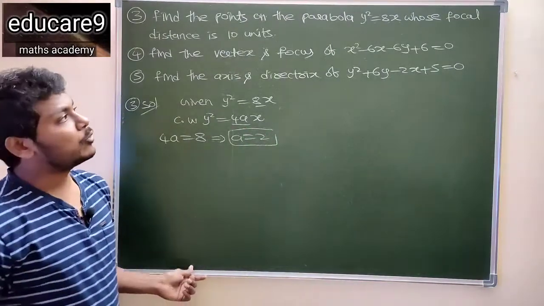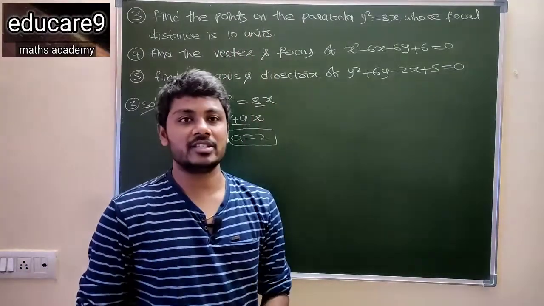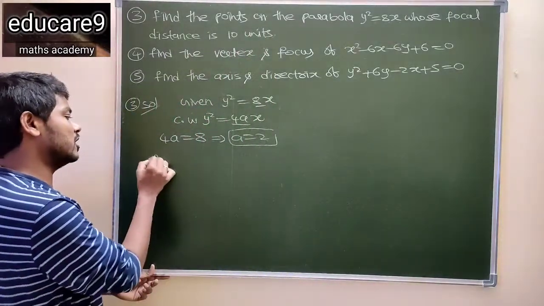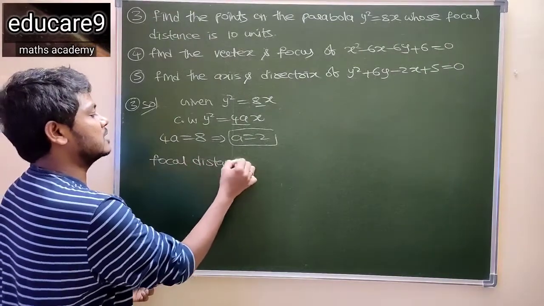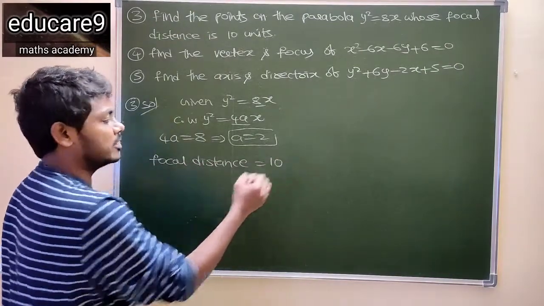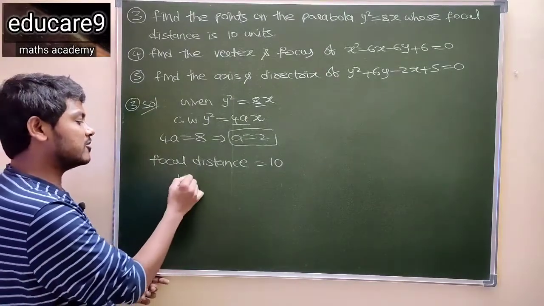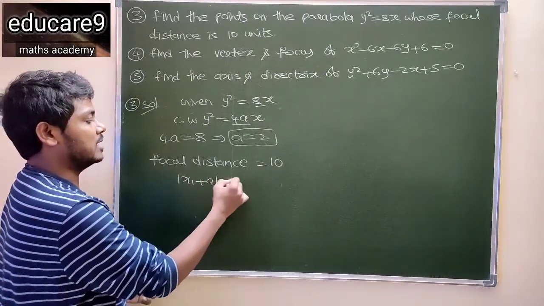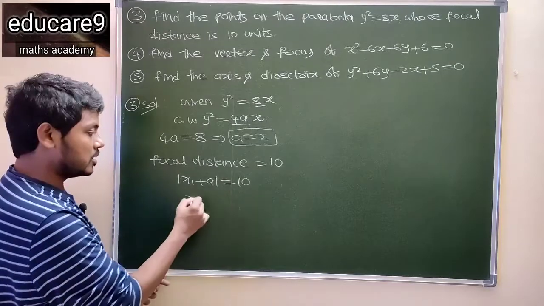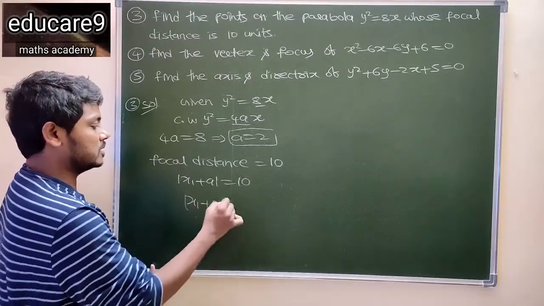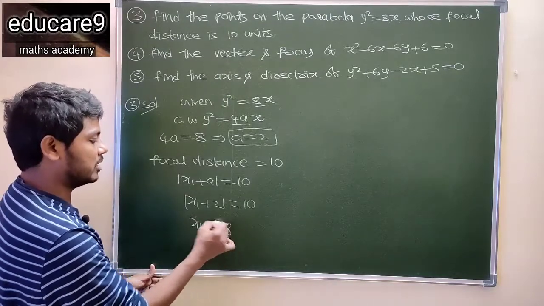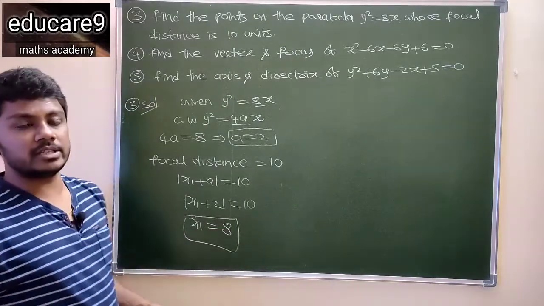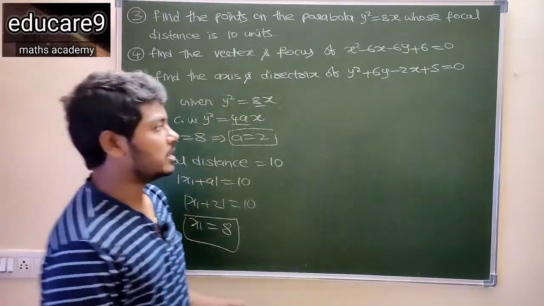Okay. And focal distance is given 10 units. See here, focal distance is equals to 10 units. You know that focal distance formula x1 plus a is equals to 10. So x1 plus 2 is equals to 10. So what is x1 value? 10 minus 2, 8. So the value of x1 is 8. Okay.